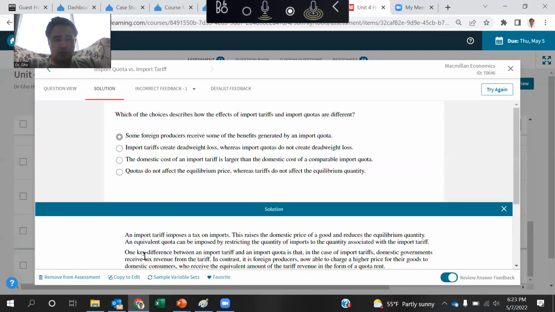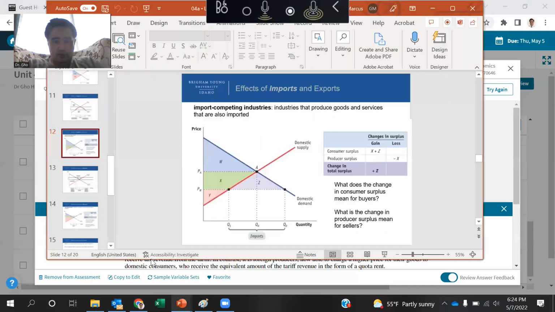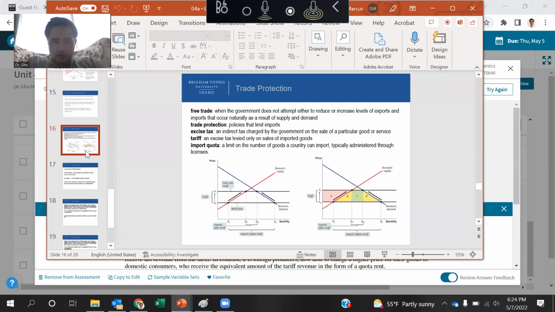Import quota versus a tariff. Which of the choices describes how the effects of the import tariffs and import quotas are different? Some foreign producers receive some of the benefits generated by an import quota. Yes, that's true. Let's take a look at our slides, our PowerPoint. That has to do with this one.